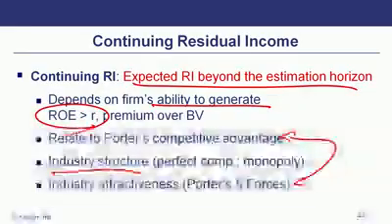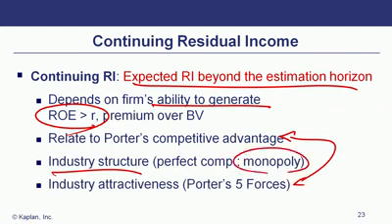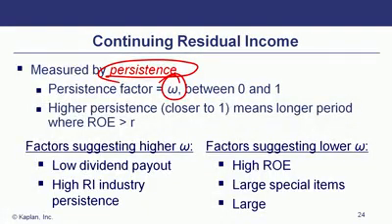It also is industry structure, whether it's perfect competition. In industries where one company has a monopoly, more or less, in most cases it can generate that additional return on equity over the fair return, given its position in the market. How do we measure this continuing residual income? It's measured through what we call a persistence factor, which is denoted here, and it's going to be between 0 and 1. So just pause for a moment and think about what this means.